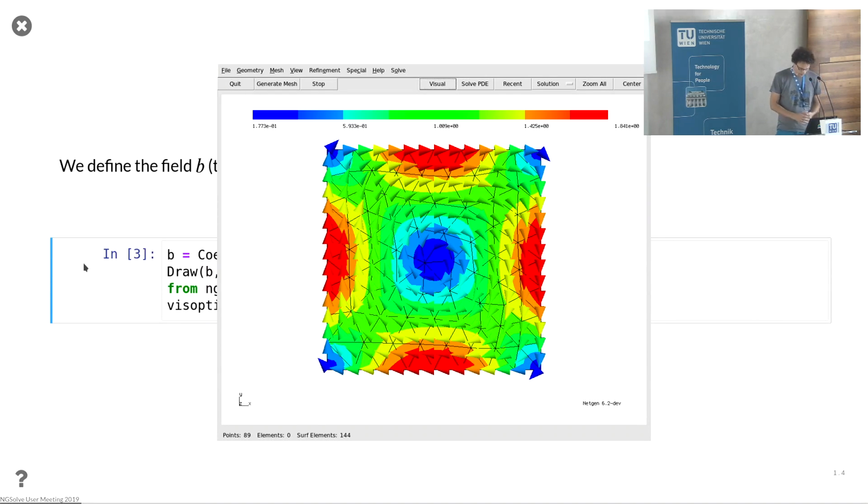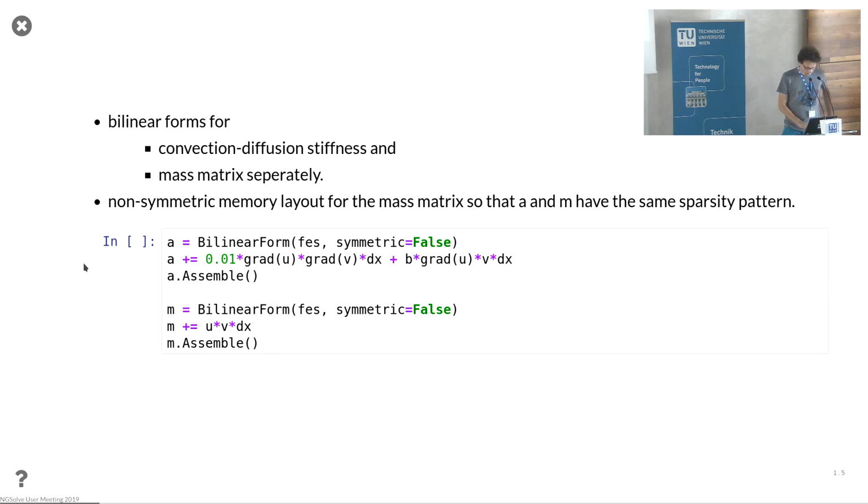All right. Now what we want to do is consider the convection-diffusion equation with a given, time-independent velocity field. You all know how to set up bilinear forms and the corresponding sparse matrices. So what we do now is the corresponding parts for the diffusion part with a diffusion coefficient 0.01, and for the convection part, it's b gradient u times v. And then we have a mass matrix here.